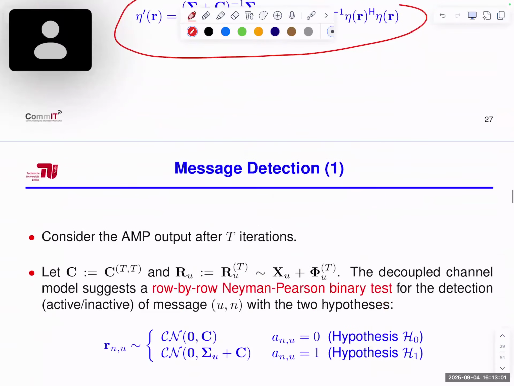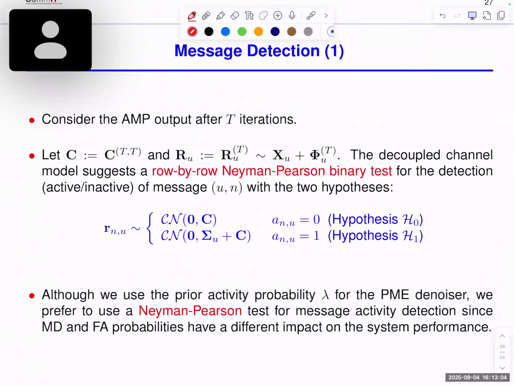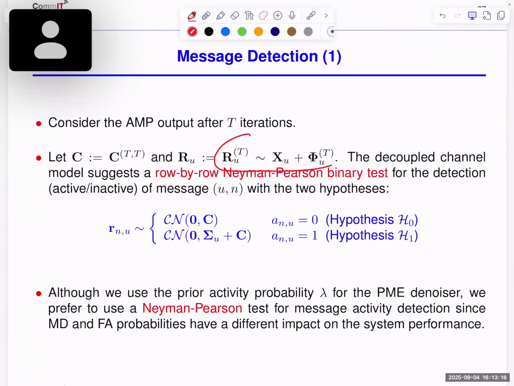And okay, so now that we know how to characterize the output of the algorithm at every iteration, we can say, suppose that we fix capital T iterations. At the end, we have our observation in this form, and we know the statistics of this, right? It's like observing what you want to estimate plus Gaussian noise. So how do we do message detection? Well, it becomes a binary hypothesis test row by row, where the two hypotheses are only noise, or signal plus noise. And the signal is the channel vector, which is Gaussian. So basically, we are comparing two Gaussian hypotheses.